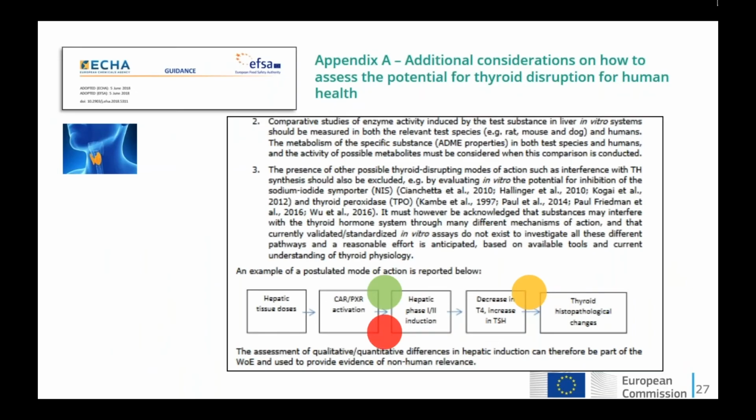This study, as I said before, is also much welcomed as a follow-up of the ECHA-EFSA guidance, and already in Appendix A of this guidance document, we see that there is definitely a need for mechanistic methods. As you can see in the guidance document, it indicates we need methods for CAR-PXR activation, hepatic phase 1 and phase 2 induction, and then obviously methods also to deal with the specific signaling pathways that are important to identify thyroid disrupting effects.